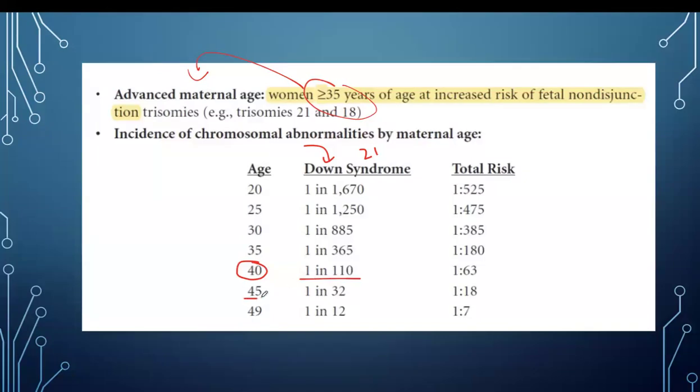What is the risk in a 45-year-old? 1 in 32. At 49, 1 in 12. So at least these 3, 35, 40, 45, are more important. So try to remember this risk of Down syndrome in advanced maternal age patients.